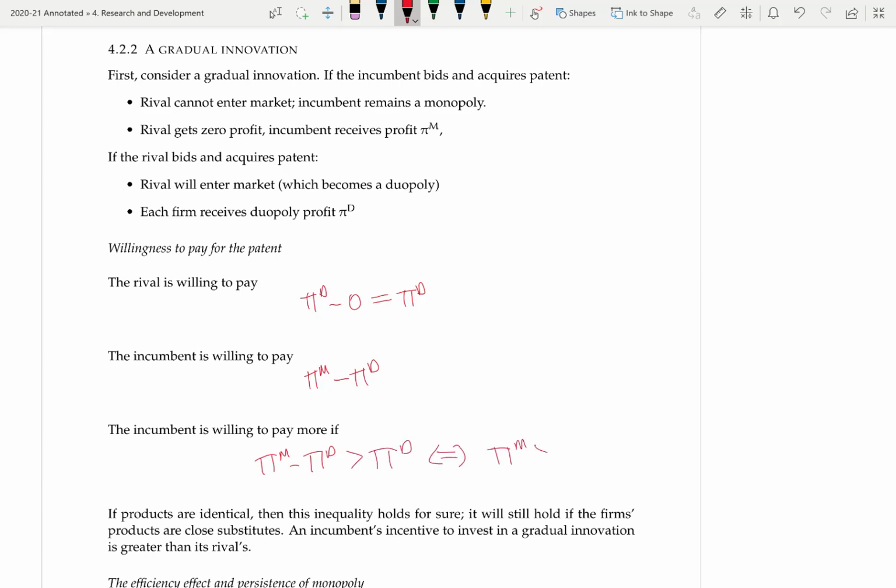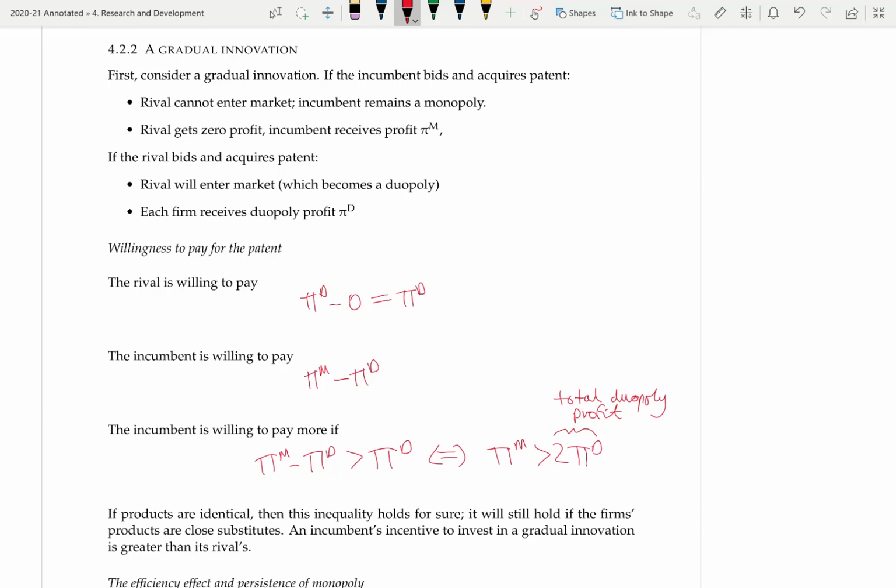Rearranging, we get this inequality. It says that the incumbent is willing to pay more if the monopoly profit is larger than the total duopoly profit. So the question now is, is the monopoly profit more than the total duopoly profit? And the answer is that it usually is. If the products are identical, then this inequality will hold.